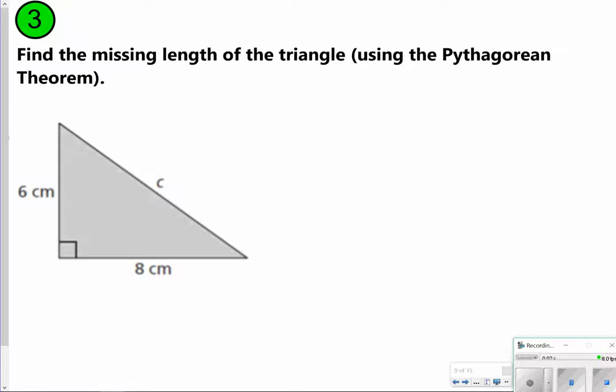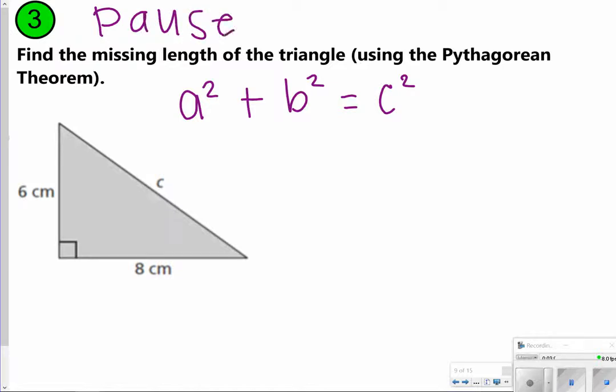Here's your next example that you're going to try in your notes. Again, you're going to start by writing down the Pythagorean theorem. A squared plus b squared is equal to c squared. Go ahead and pause the video, try it, and then once you're done, click play to check your work.